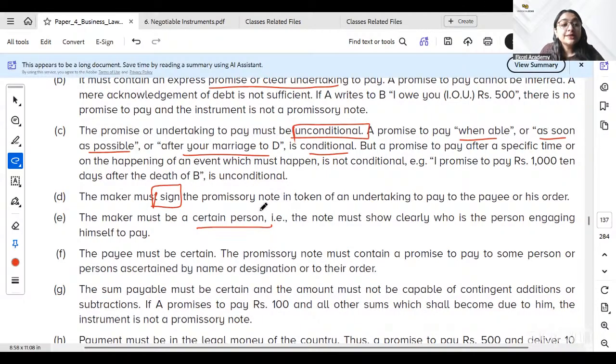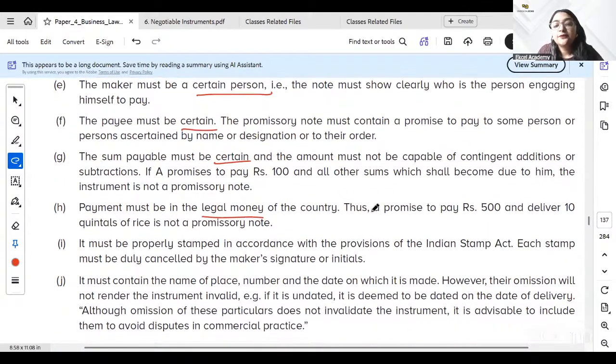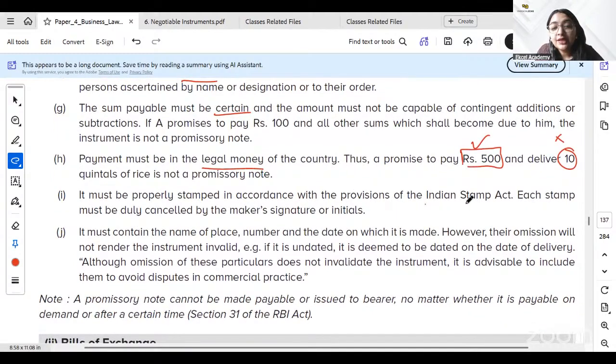Maker must be a certain person. Payee must also be certain. Sum payable must be certain, and payment must be in the legal money of the country. So therefore, a promise to pay rupees 500 and deliver 10 quintals of rice is not a promissory note. Why so? Rupees 500 is legal money, but do you think 10 quintals of rice is legal money? No. All right. Next, it must be properly stamped in accordance with the provisions of the Indian Stamp Act.